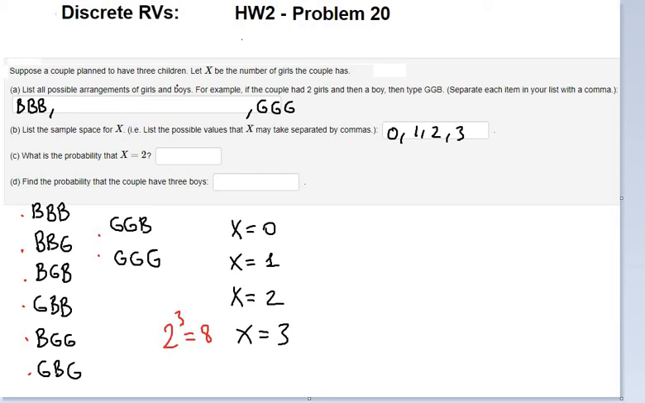Probability that X is 2 means 2 girls. So this event and this event are the 2 girls, and 3 out of 8 is the probability that X takes the value 2. Find the probability that the couple has 3 boys is only this, so it's 1/8.